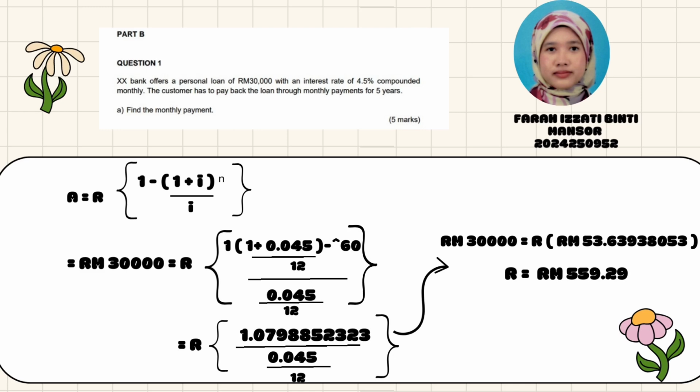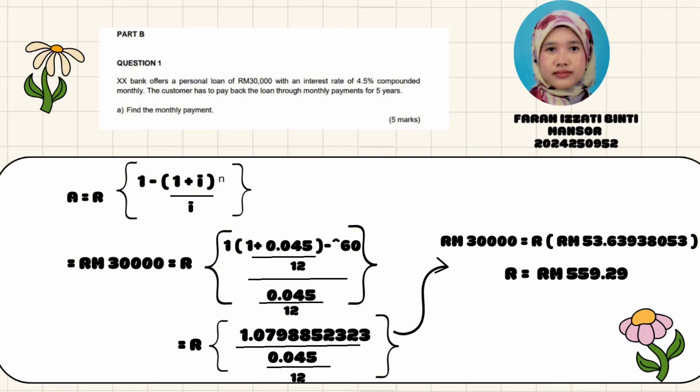First, for this question, we need to find the R, so 30,000 is equal to R. We open the big bracket and subtract 1 from what is in the bracket, which is 1 plus 0.045 per 12 and the square minus 60. The way to get N in the formula is compounded monthly multiplied by years. So 12 multiplied by 5 years, we will get 60.